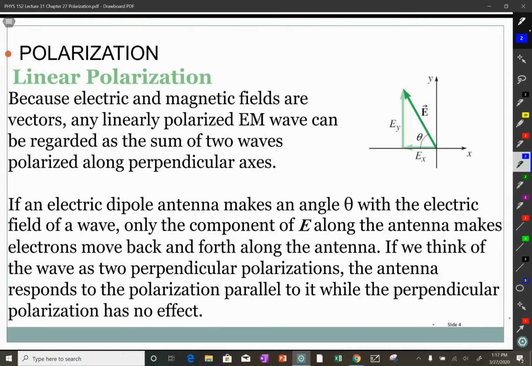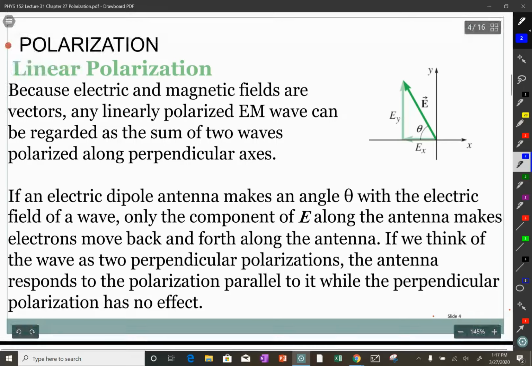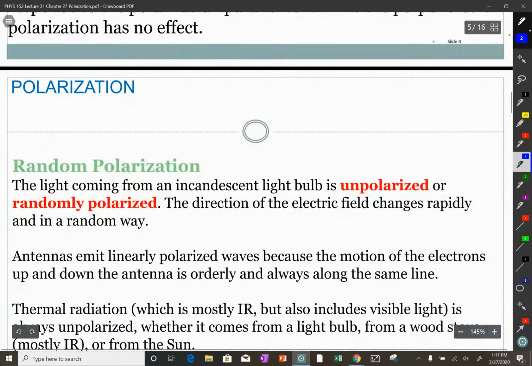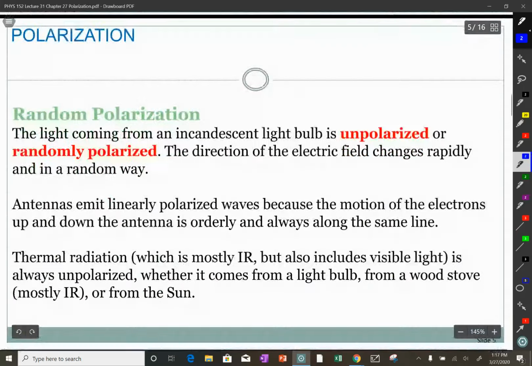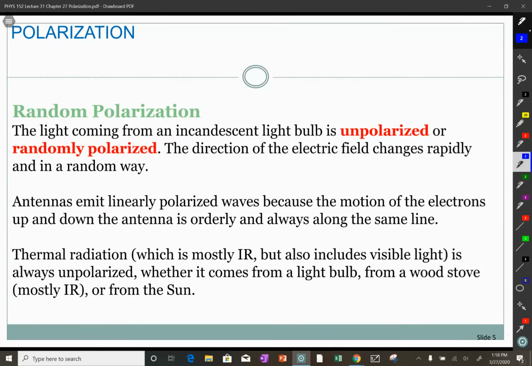And if you have something that's polarized in neither the X or Y, it has a component in the X direction and a component in the Y direction. So why is this important, and what do we do with it? Well, let's learn a little bit about polarized light.